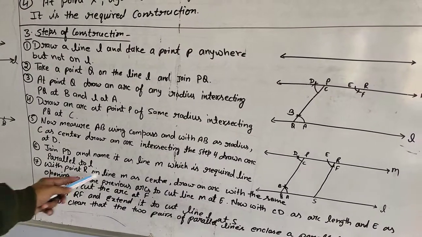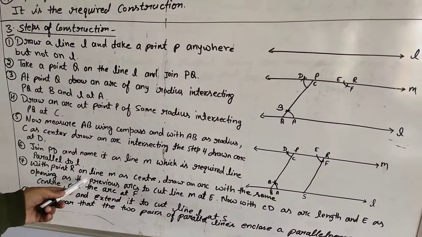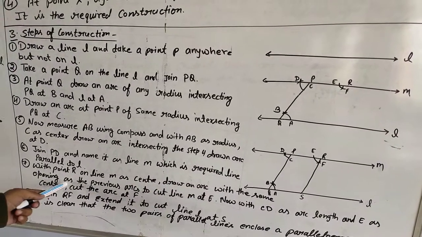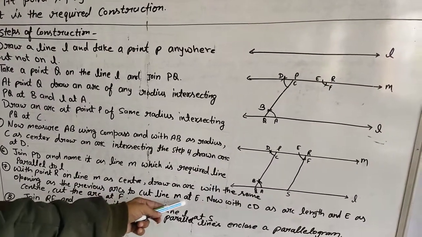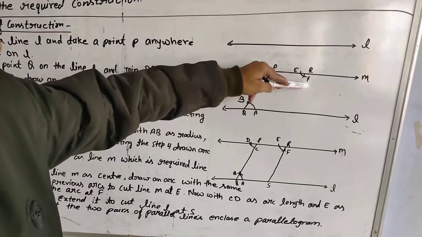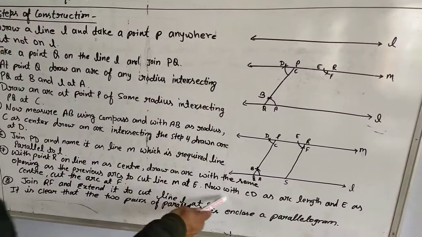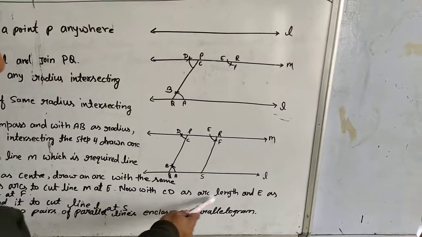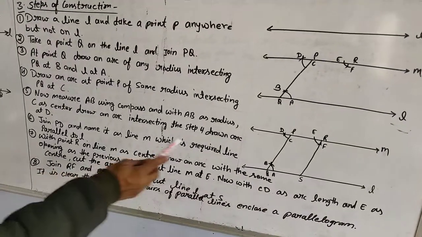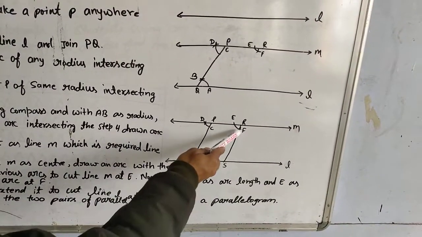Now take another point R on line M. With R as center, draw an arc with the same opening as the previous arc to cut line M at E. Now with CD as the arc length and E as center, cut the arc at F. All the radii are the same.